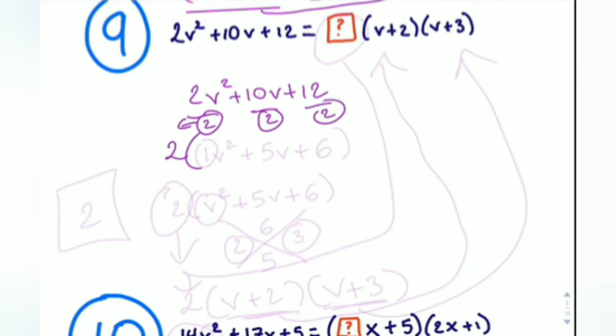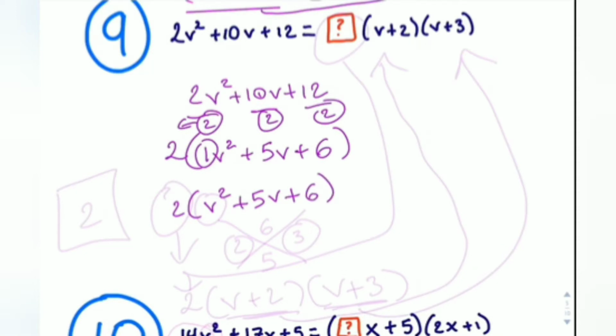2 divided by 2 is 1. So 1b squared plus 10 divided by 2 is 5. So 5b plus 12 divided by 2 is 6. So this is gonna be our new expression. So let's make it cleaner. Let's eliminate this one right here, because that one is itself. So it's gonna be b squared. So 2 times b squared plus 5b plus 6.